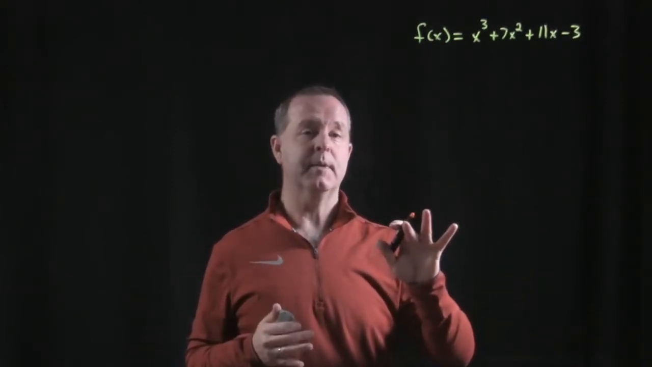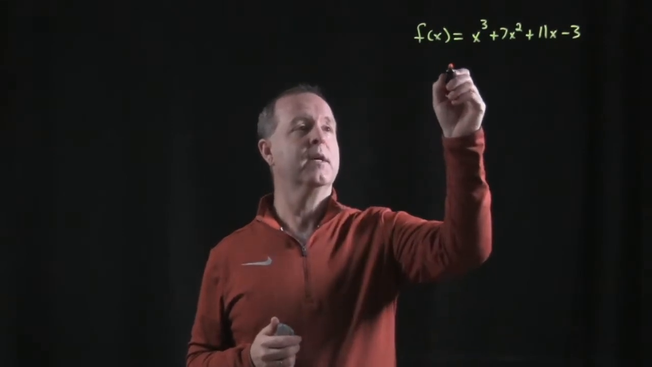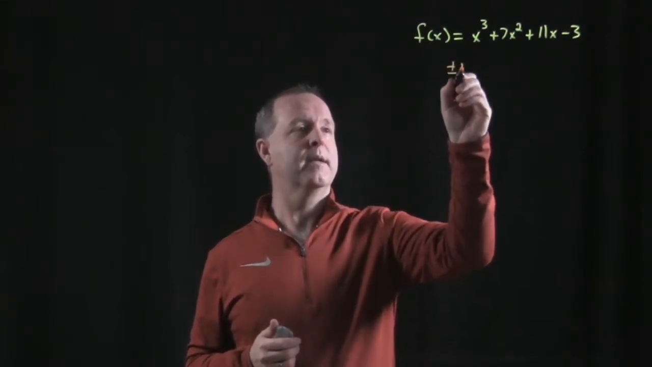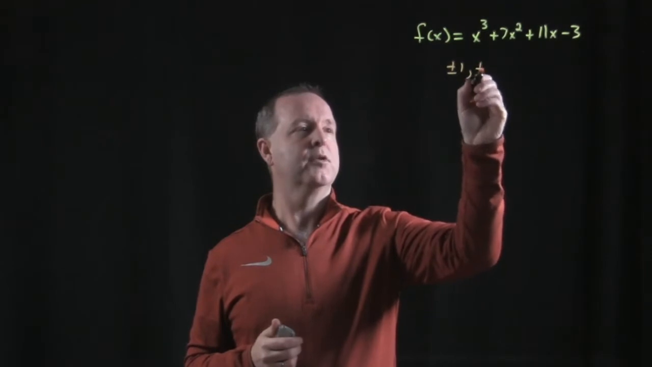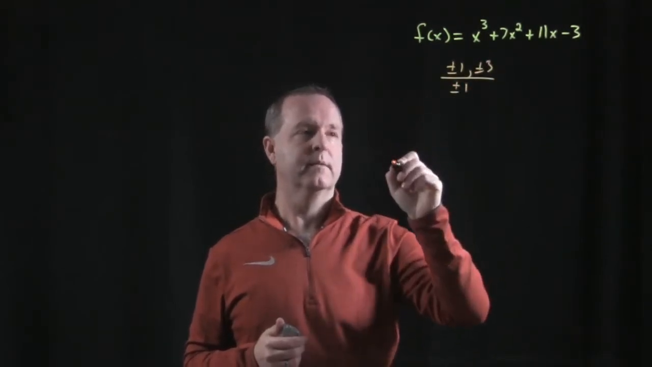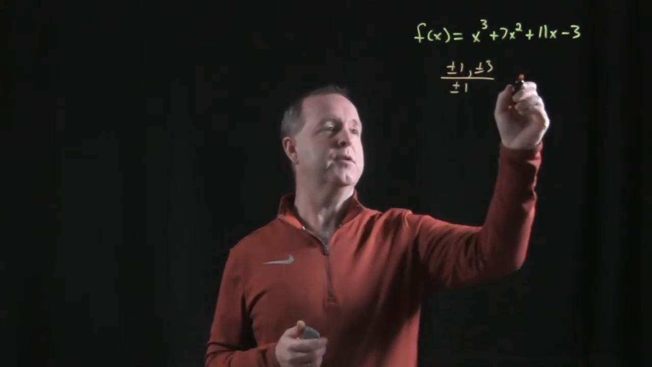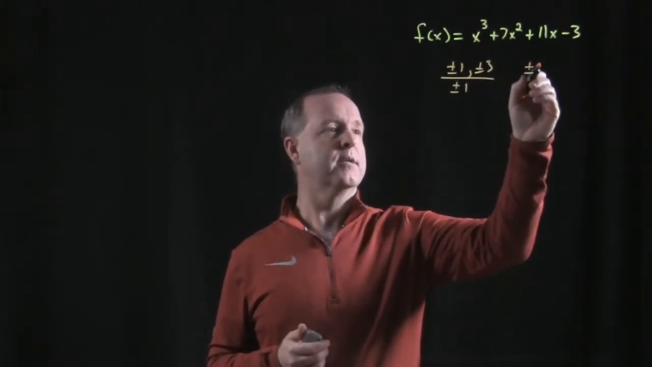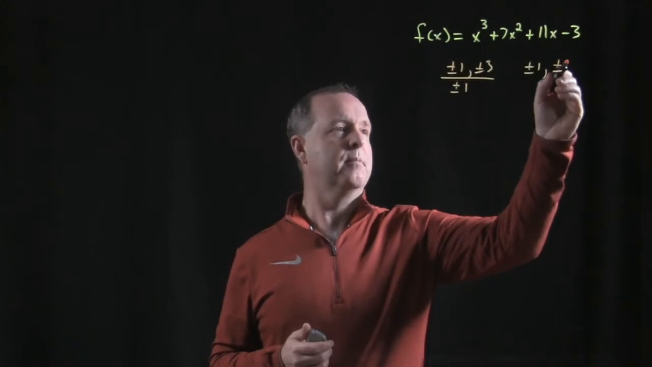So all the possibilities of possible rational zeros include plus or minus 1, plus or minus 3, all over plus or minus 1. So I have 4 solutions to check: plus or minus 1, plus or minus 3.